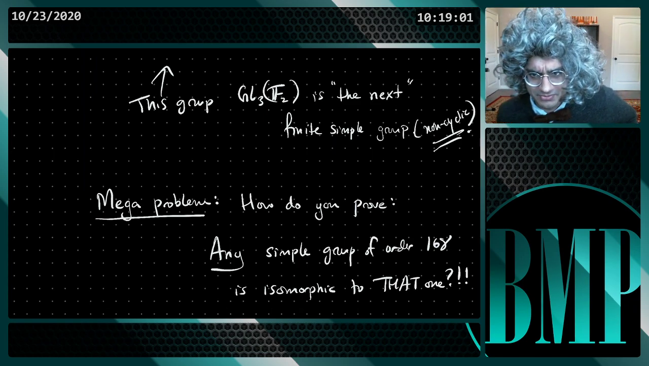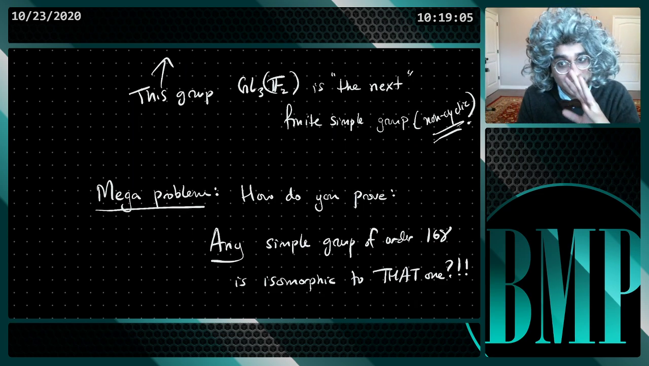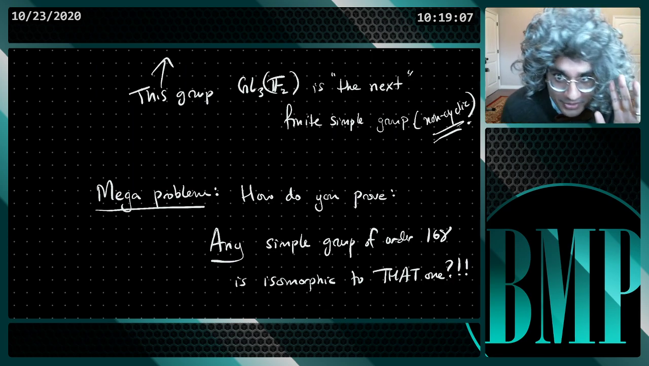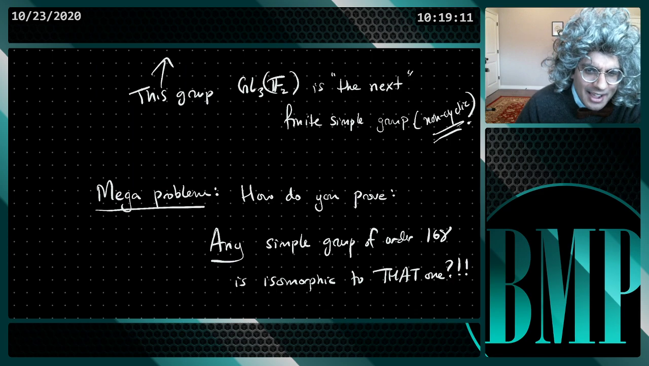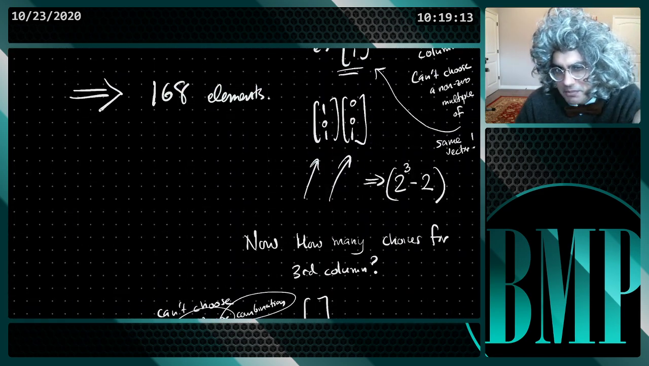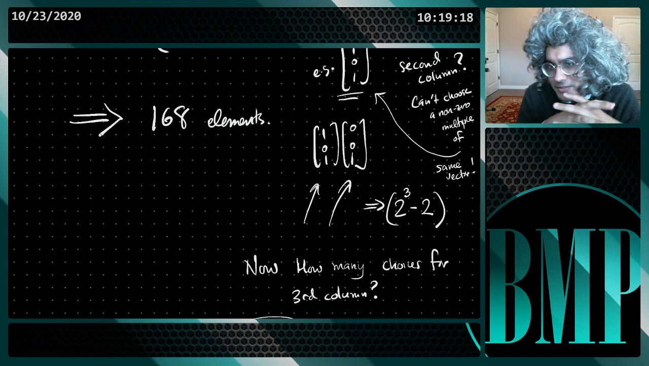How do you prove this? That's a true statement in this: there's only one finite simple group of this order. And the question is, how the hell do you prove something like that? Because now we're just in A5, which is at least a permutation group of some sort.